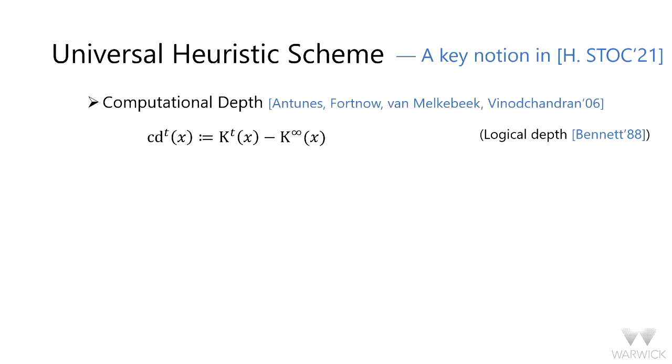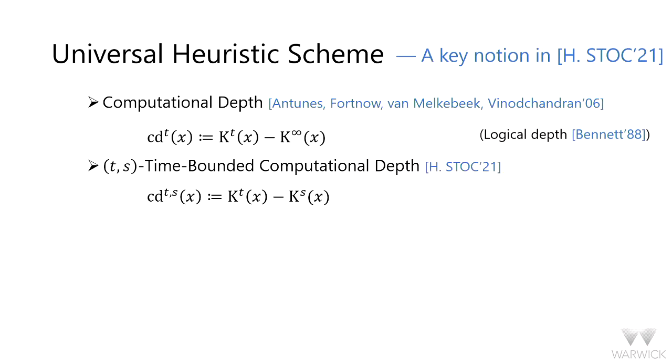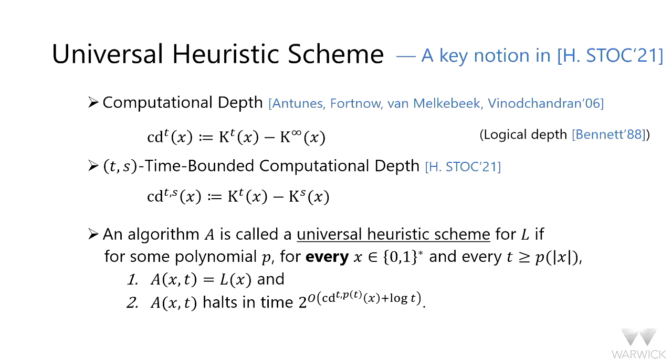So there is a very important notion called computational depth, which is very simple. It's just the difference between t-time-bounded Kolmogorov complexity of x and Kolmogorov complexity of x. And we can naturally generalize it to TS time-bounded computational depth. So this is just the difference between T-time-bounded Kolmogorov complexity and S-time-bounded Kolmogorov complexity. And now we can define a universal heuristic scheme for a language L. So a universal heuristic scheme A takes x as well as a parameter T. And the first condition says that A must compute the correct answer on every input. And moreover, A must halt in time 2 to the order of computational depth. That's the definition of a universal heuristic scheme.